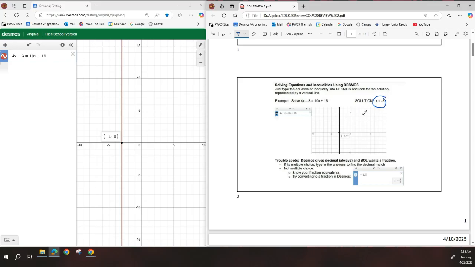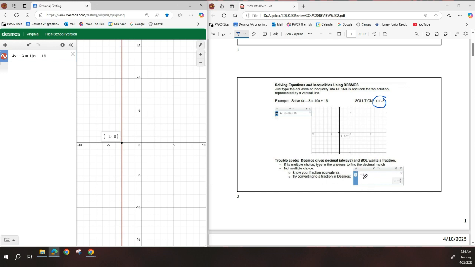So if you are stuck trying to solve an equation, or if you want to just double check that you've got your solution correct, you can always graph the equation and find the x-intercept, which is usually, if I click off here and I click the line, going to be gray. You can hover over it or you can click it and you can find out what the answer is. X equals negative 3.